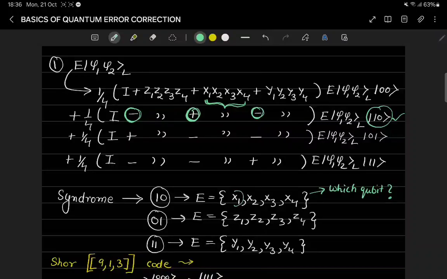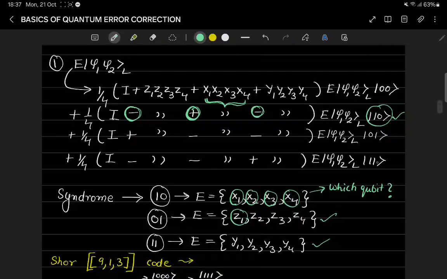Now it is invariant, so it does not depend on whether it is X1, X2, X3, X4, because at exactly one site it will fail to commute. So similarly, you can have 0 1 and 1 1, and you can show that this happens. For example, if I have a Z1 error and I have the 0 1 syndrome, then it anti-commutes with these two, X and Y. Similarly, if I have Y, it will anti-commute with X and Z.